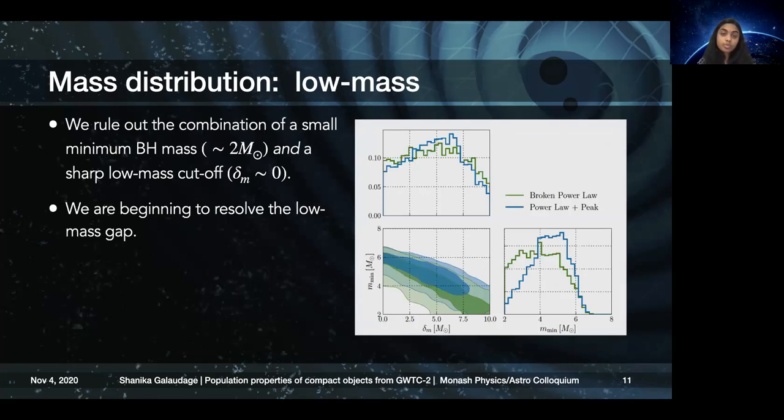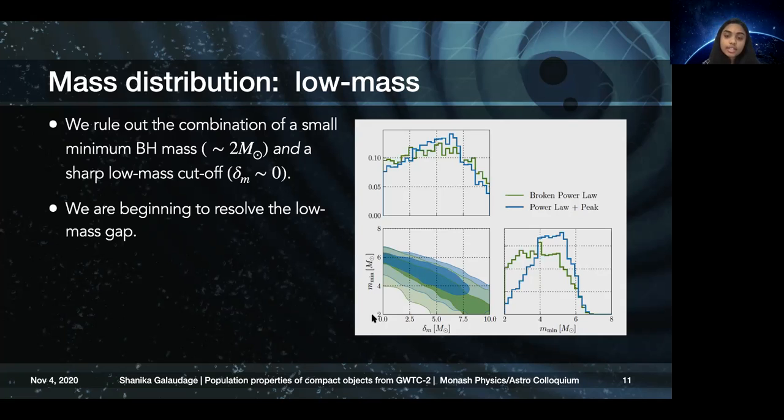So moving right along, let's talk about the different regions of this mass distribution. So let's start at the low mass end. Here on the right, I have plotted the minimum mass of the black hole, plotted against this delta M parameter. Delta M models how smooth that cutoff is at the low mass end of the mass distribution. So delta M = 0 means you have a sharp cutoff, and delta M larger than 0 means you're getting smoother and smoother.